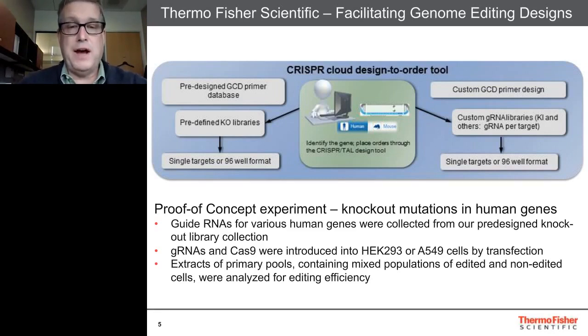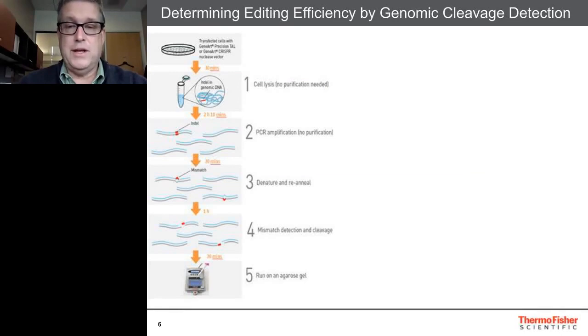How many cells have the edit that we wanted to make? Because the efficiency is key for determining how many cells in the secondary screen you want to analyze downstream. So you want to know how efficient was the edit you made in the first place, and we have different tools available for that. I also want to point out that we also have tools available if you don't want to make use of our pre-designed libraries. We also have the ability to make custom tools or custom guide RNAs for whatever purpose you have for your research.